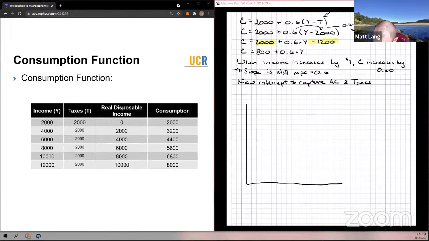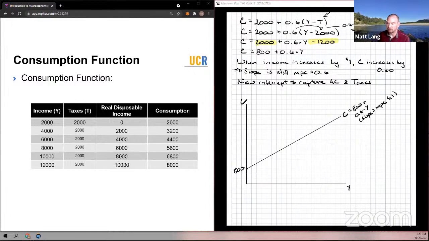We've got now, instead of y minus t on our horizontal axis, we got y. We've got income here, and then we've got consumption here. And we've got an intercept of 800 that's capturing both autonomous consumption and taxes. And then we've got a line, we'll call it C. This is equal to 800 plus 0.6 times y, remembering that the slope will be equal to the marginal propensity to consume, which is less than or equal to 1. Okay. All right.